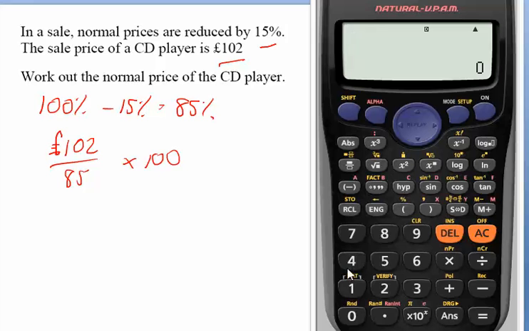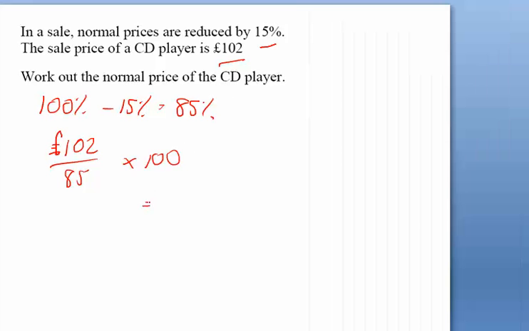So £102 divided by 85 gives me £1.20 times 100, which means the CD player was originally £120.